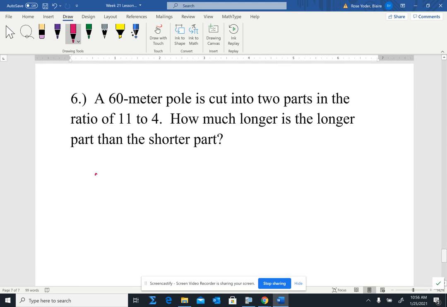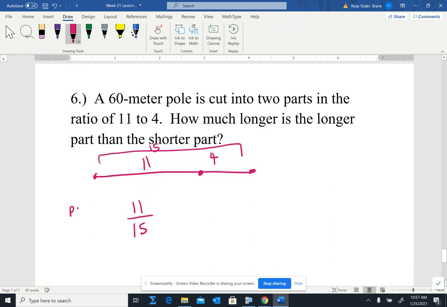We've got a 60-meter pole, and it's split into two parts in a ratio of 11:4. Here's the problem with that ratio, though. When I add up those two parts, that doesn't actually add up to 60. It adds up to 15. So when I set up my proportion, I don't actually want to go 11:4 because then where does the 60 go? The 60 is the total length. The 11 and the 4 are the two different parts. So I actually want to do something like 11 out of 15.